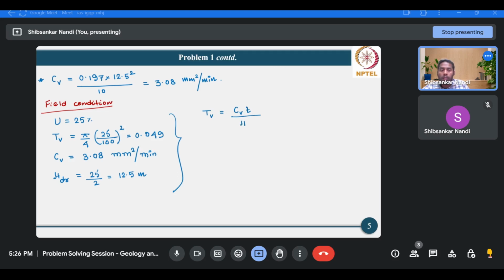Now, we'll use the same equation, that is TV equals CV t by HDR square. So therefore, your t will be TV HDR square by CV, and TV value is 0.049. For HDR square we have to be very careful about the unit system. Since we are using CV in millimeter square per minute, HDR has to be converted to millimeter. So 12.5 into 1000 millimeter, squared, divided by 3.08.